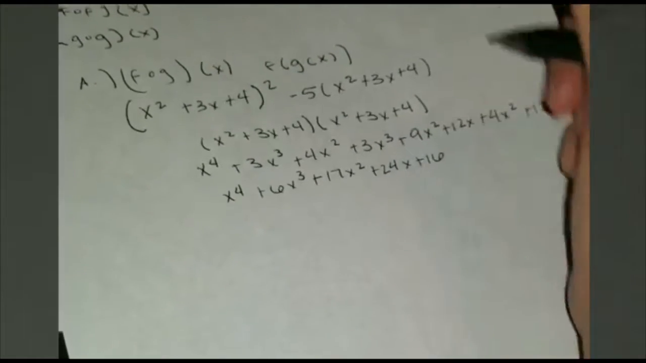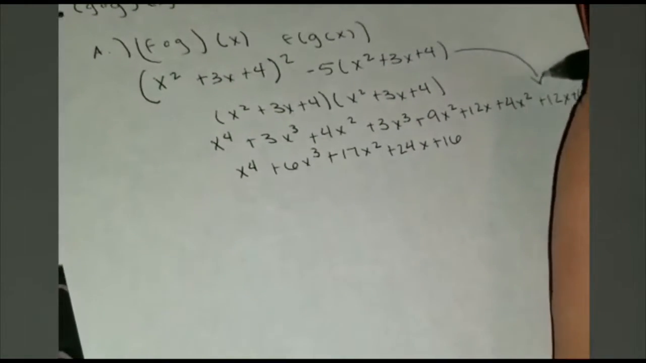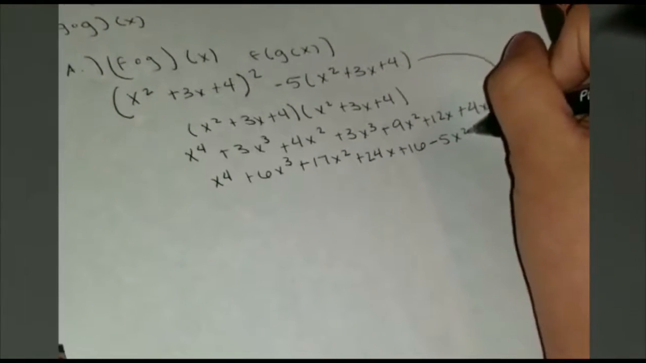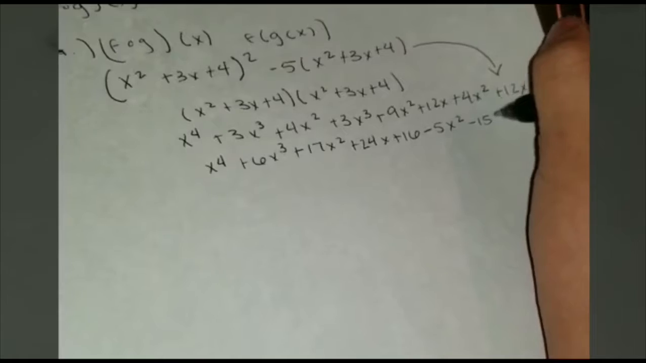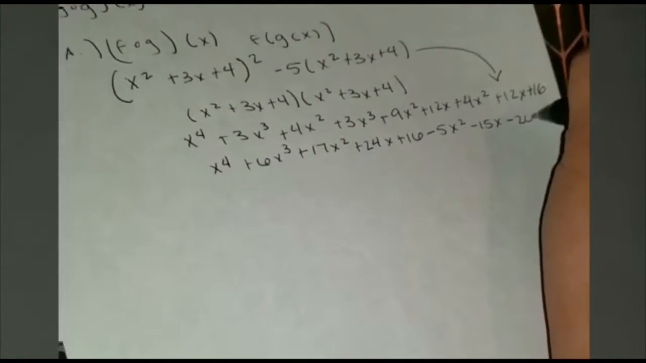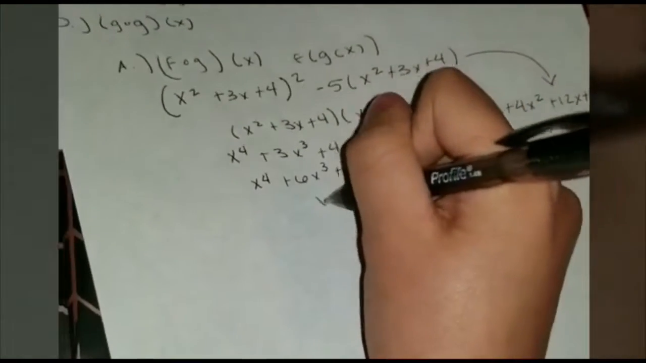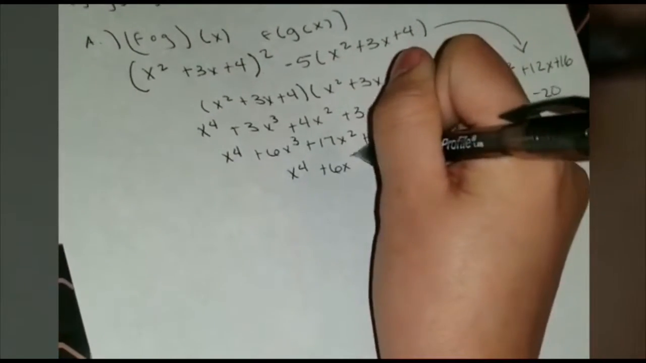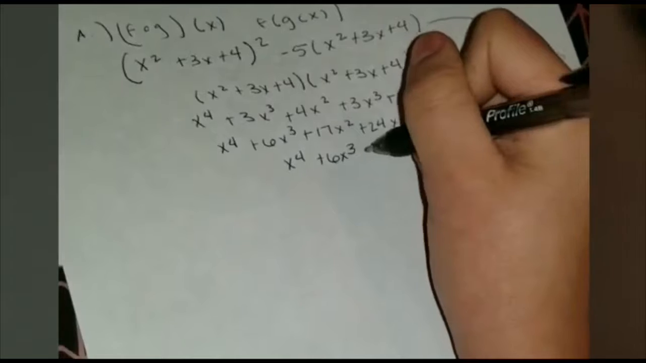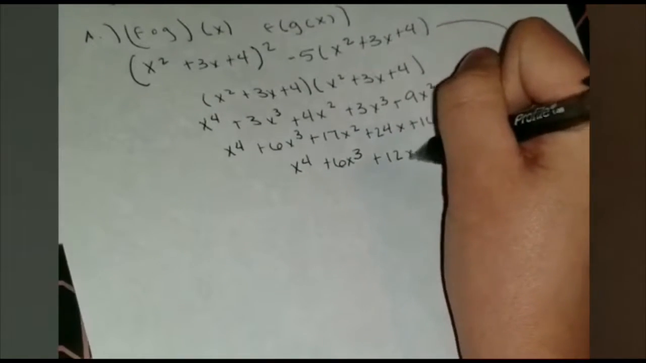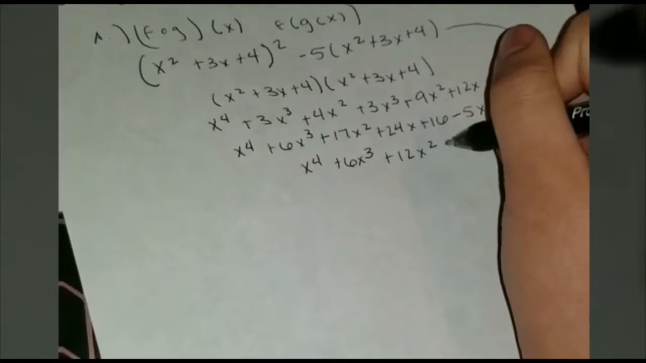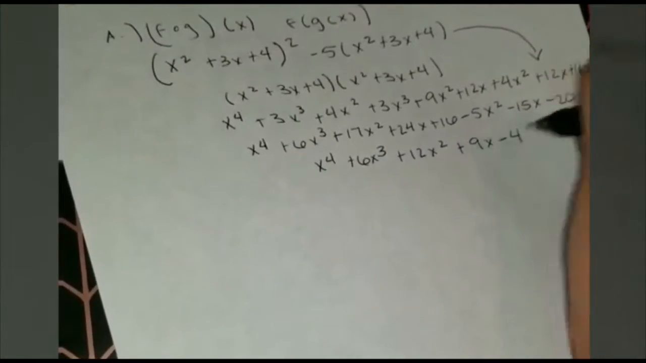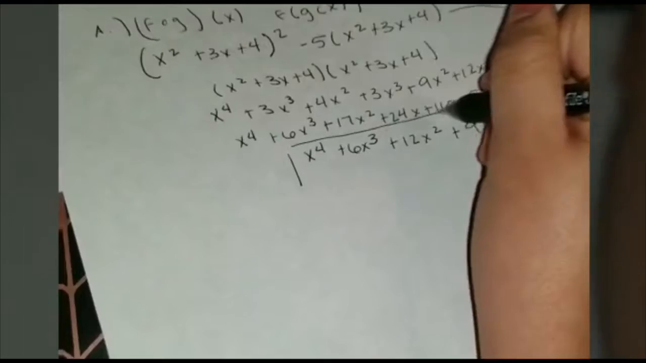plus 16. And then you're going to bring down the rest of the equation, and it's going to be negative 5x squared minus 15x minus 20. What I did is I distributed the negative 5 in what's inside the parentheses, and then from there I combined like terms, so it's going to be x to the 4th plus 6x cubed plus 12x squared plus 9x minus 4. And that's your answer.